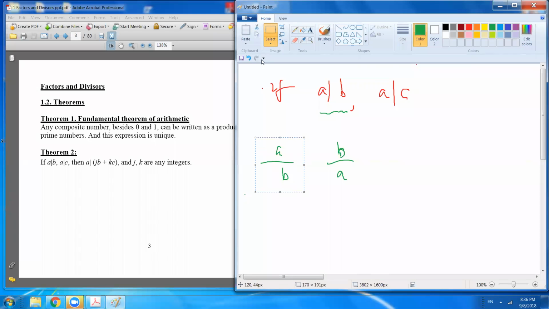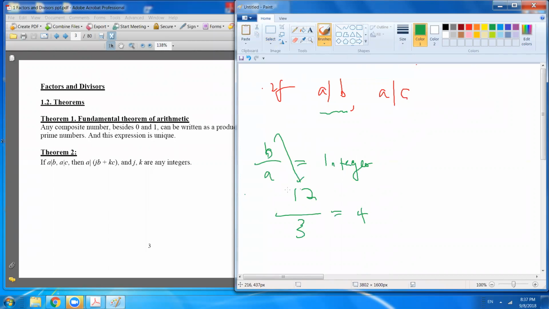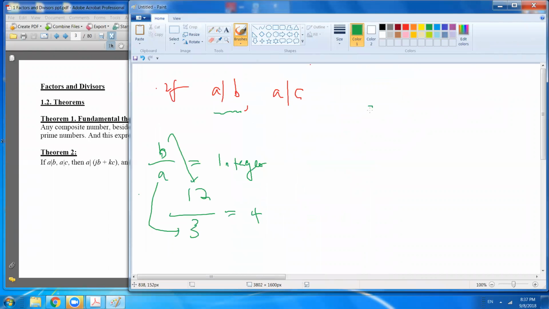Okay? And we do this. And what does that mean? That means this one is an integer. Integer, okay? For example, 12 divided by 3, you get 4, okay? And this is B, this is A. That means what do you see? 3 divides 12, okay?